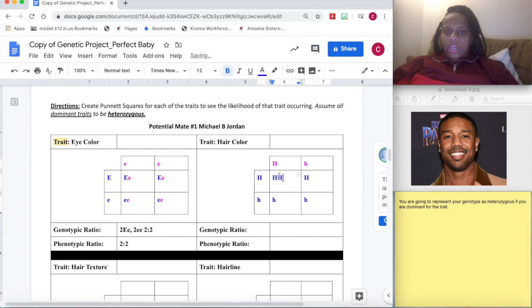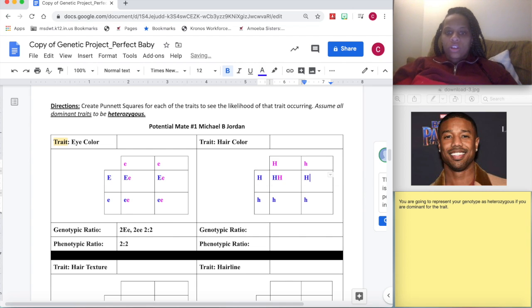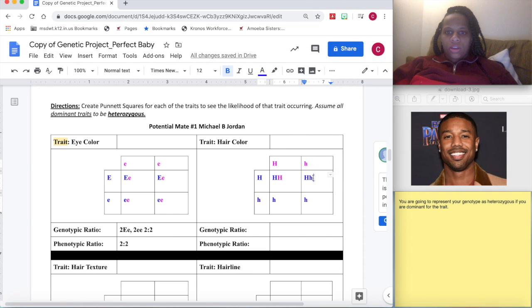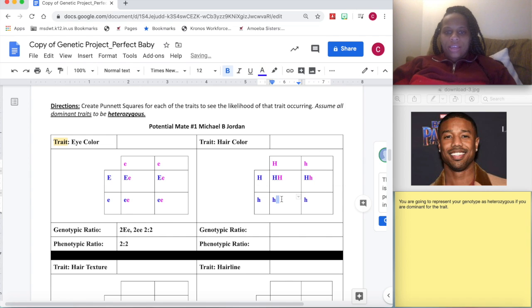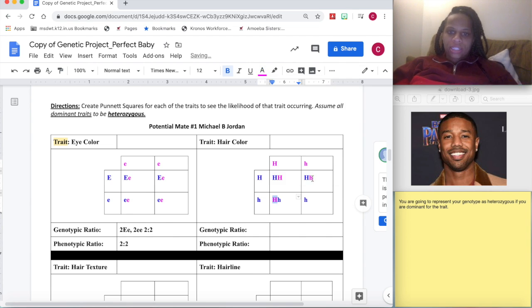So I have a capital H right here. That's me. And then I have a lowercase h here. Apologize. I have a lowercase h here. And then I have a capital H, but we're going to put my capital H on the outside just because capital letters need to go before lowercase letters. And then I am going to put my H right here. And boom. Perfect.